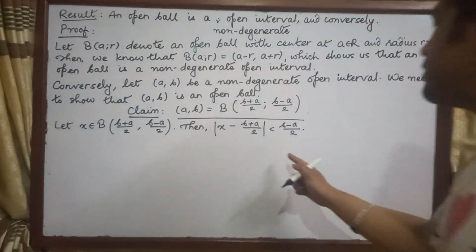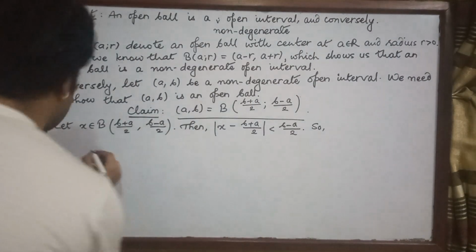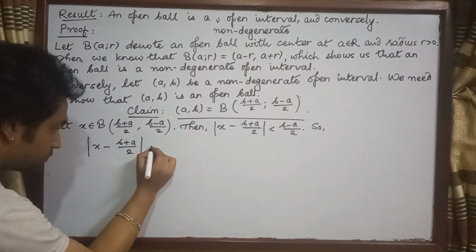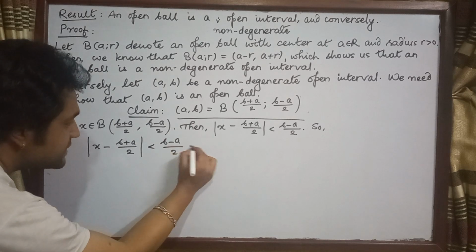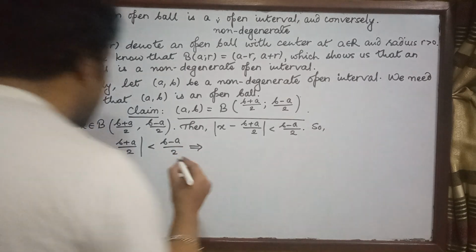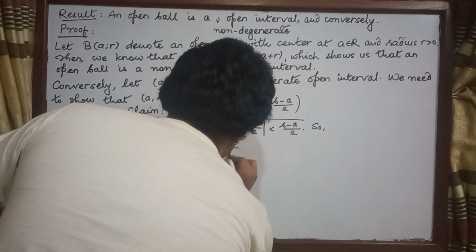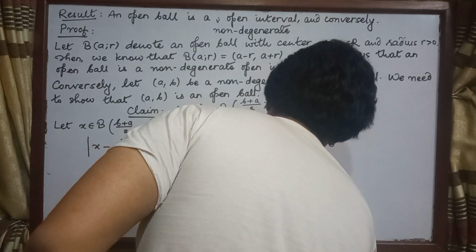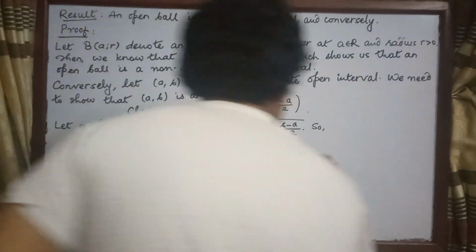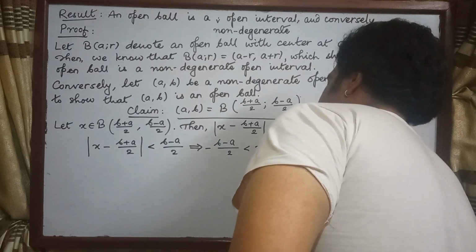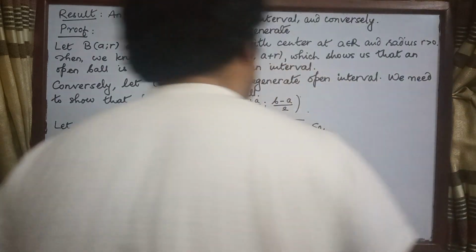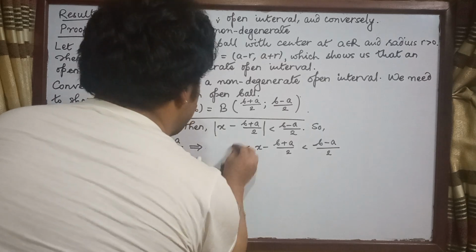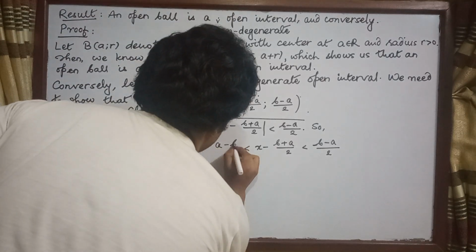Next, this can be written as, what can we write? B minus A over 2 is less than X minus B plus A by 2 is less than B minus A by 2. Okay? We can write it like this. Now, let me just simplify and write this thing as A minus B by 2. It doesn't matter.